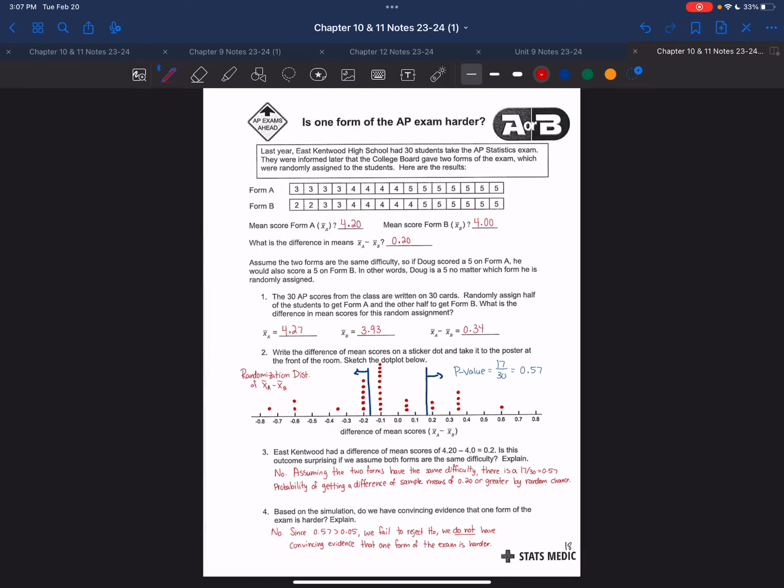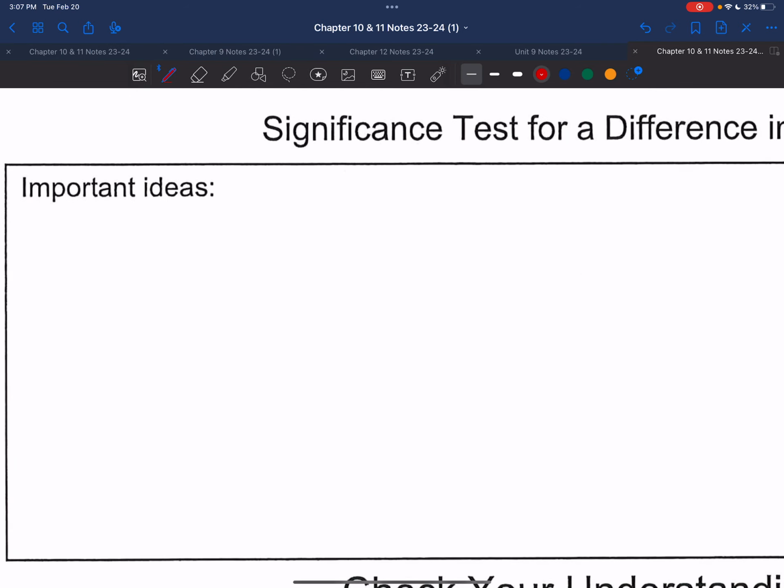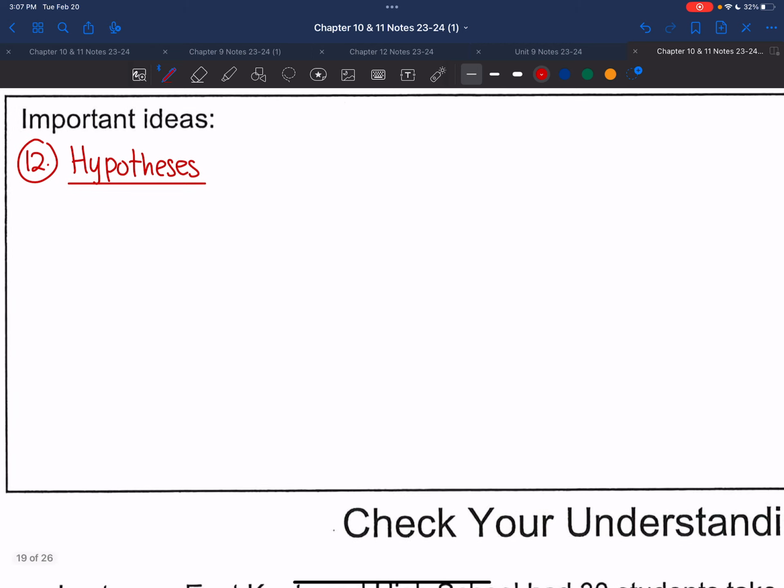Okay. So, important ideas from this. Number 12 bullet point is your hypotheses. Same type of hypotheses we've been doing for your null. Since we're looking at a difference, it would be mu sub 1 minus mu sub 2 is equal to 0. It typically means that there's no difference. In other words, mu sub 1 equals mu sub 2. That's typically what it's saying.